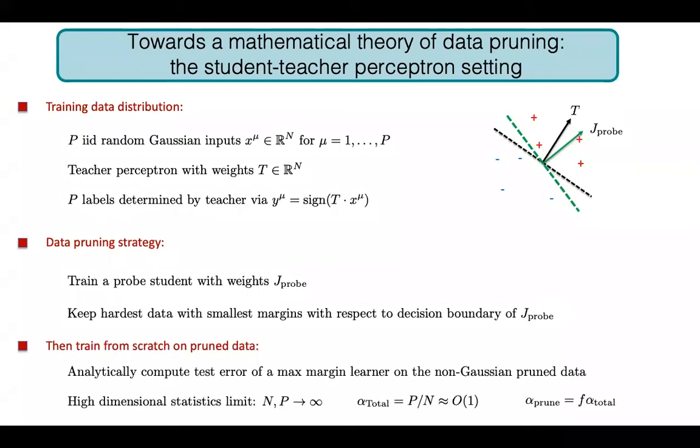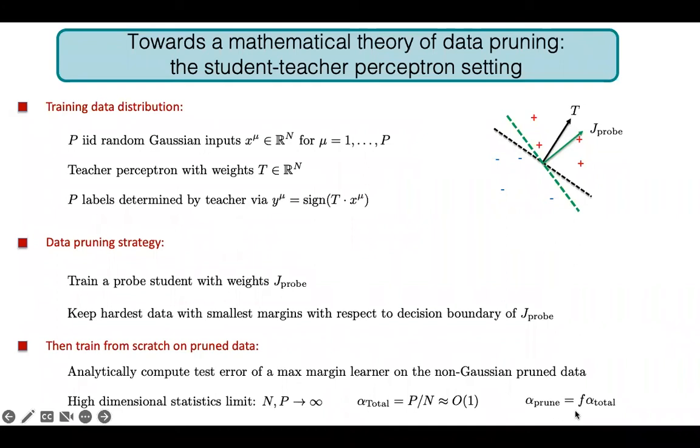Then we start from scratch. So now we have a non-Gaussian distribution of training data because we truncated the distribution along the probe direction. So we analytically compute the test error of a max margin learner on the non-Gaussian pruned data trained from scratch. We operate in the usual high dimensional statistics limit where the number of parameters n and the number of data points p both go to infinity, but the ratio of data points to parameters, i.e. the intensive amount of data, is held to be order one, right?